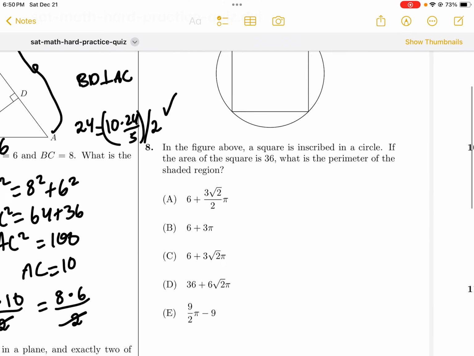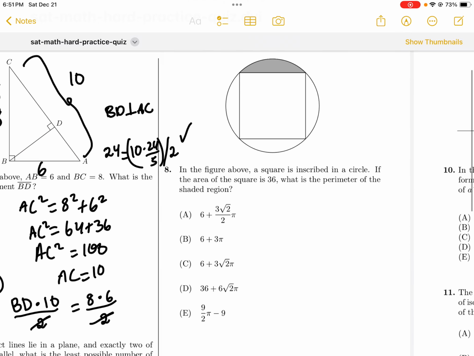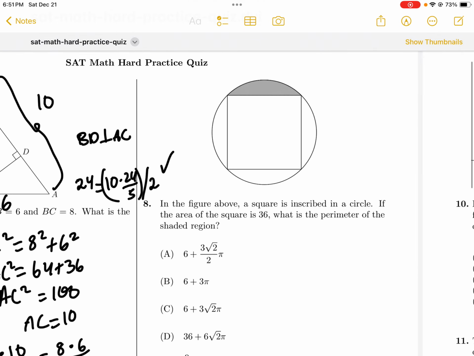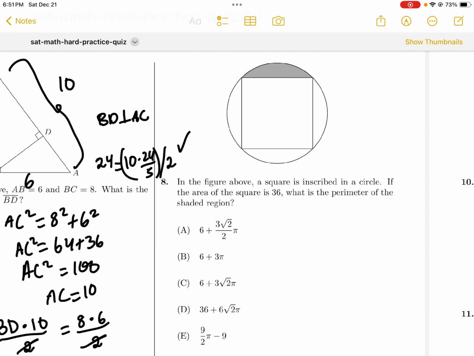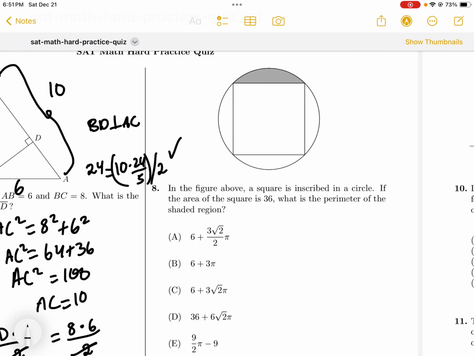In the figure above, a square is inscribed in a circle. If the area of the square is 36, what is the perimeter of the shaded region? Okay, now what I'd like to do is draw the diagonals of the square in order to split up this diagram into useful sections that we can use to solve this problem. Alright, if we know the area of the square is 36, we automatically know that the side length is 6.